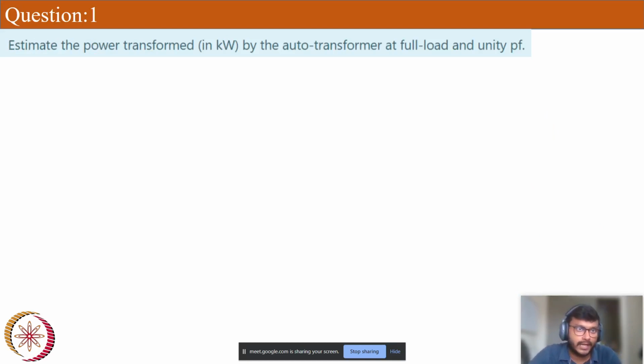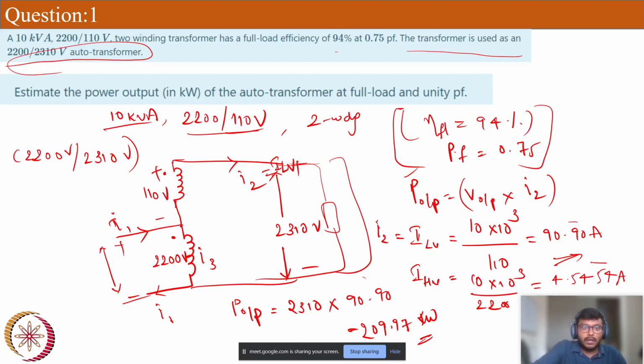Now let's see the second question. Estimate the power transformed by the auto transformer at full load and unity power factor. How much power is transformed by the auto transformer? When we talk about power transformed, it is how much power I'm giving to the transformer to transform. Some power is being delivered to the load, but how much power is transformed by the auto transformer? If you see this winding, I'm giving a supply V1 and I1, some current and some voltage. My auto transformer is transforming that power to the secondary.